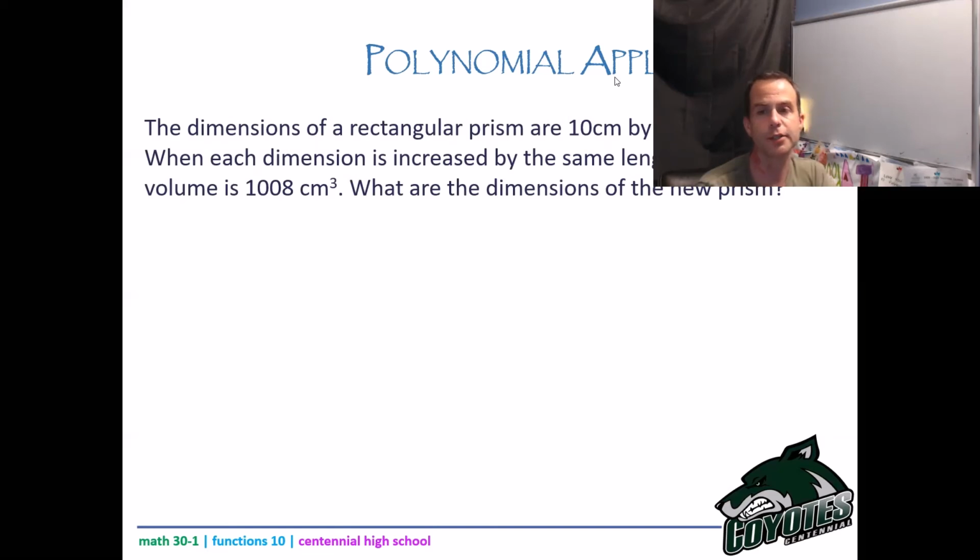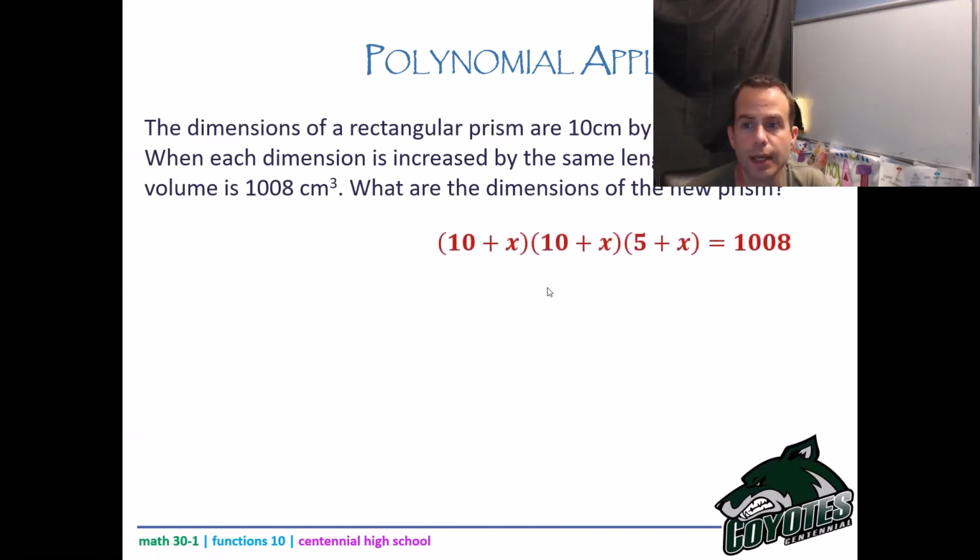What are the dimensions of the new prism? Well, we're going to increase each of these dimensions by the same length. So let's call that length x. That's going to now give us 10 plus x, 10 plus x, and 5 plus x. We know that the volume of a box will be length times width times height. So we'll go 10 plus x times 10 plus x times 5 plus x equals 1008.